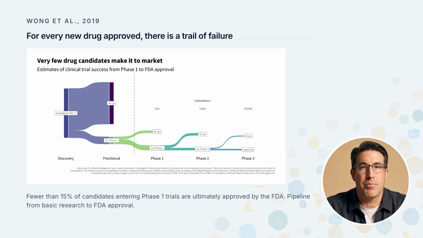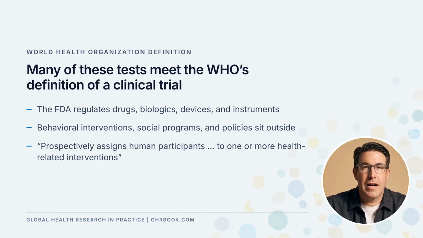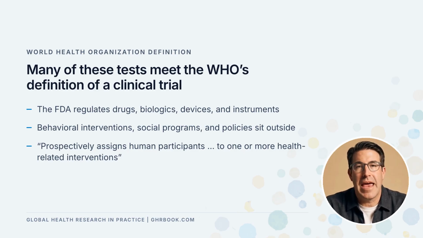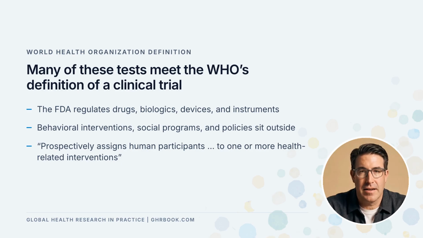But for every new drug approved, there is a trail of failure. This figure traces the pipeline from basic research to FDA approval. And recent studies estimate that fewer than 15% of candidates entering phase 1 trials are ultimately approved by the FDA. The pipeline covers what the FDA regulates: drugs, biologics, devices, and instruments. Studies of behavioral interventions, social programs, and policies fall outside it.